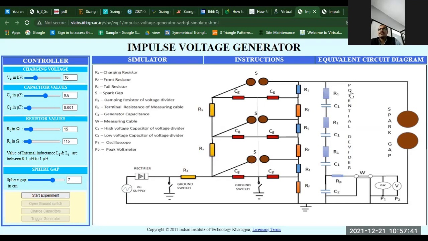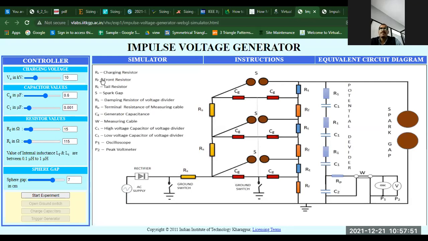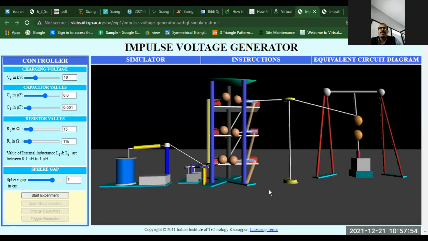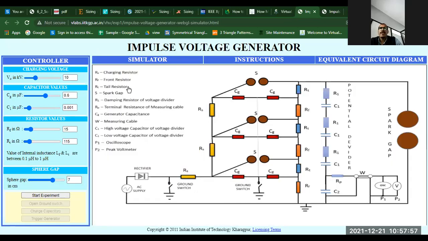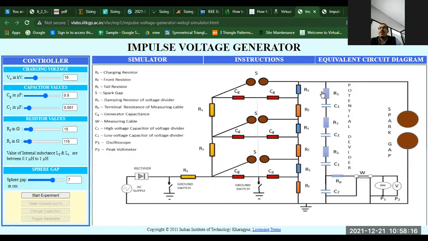Here you can see the equivalent circuit. The AC supply is given, then you can see the rectifier circuit. Then there is a ground switch, and RS is a charging resistor. The yellow resistors are also charging resistors. Then CG, there are 6 CGs. CG means the generator capacitances.